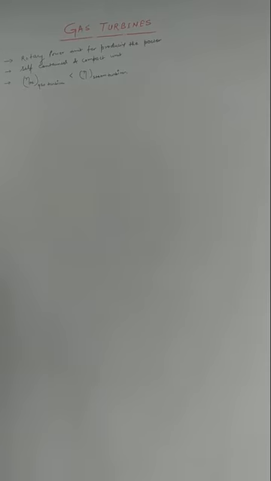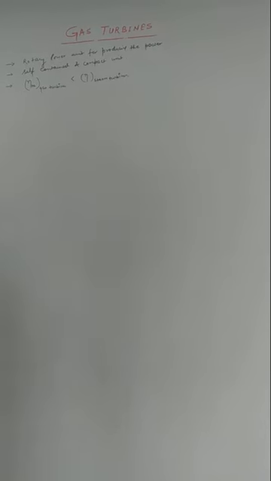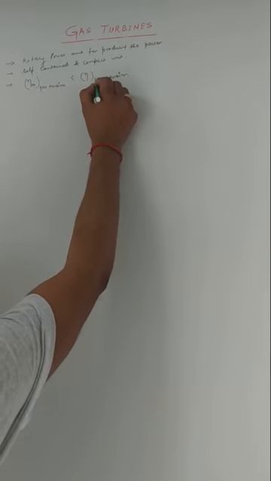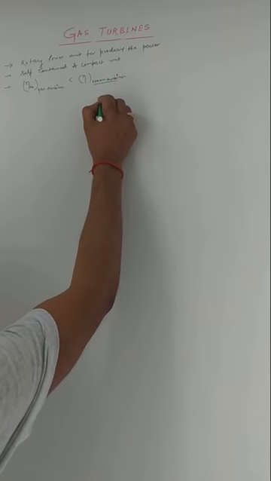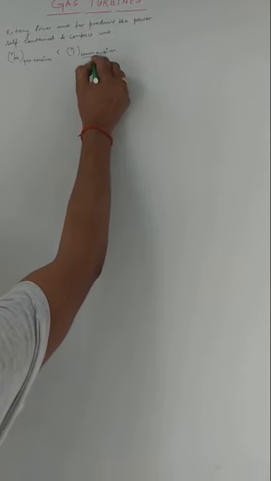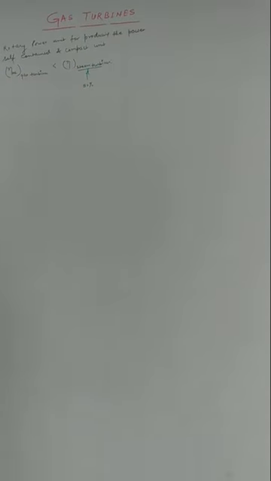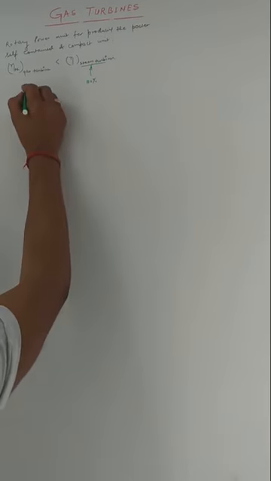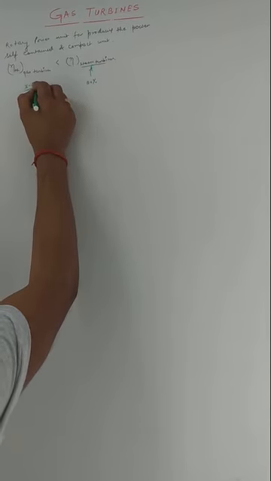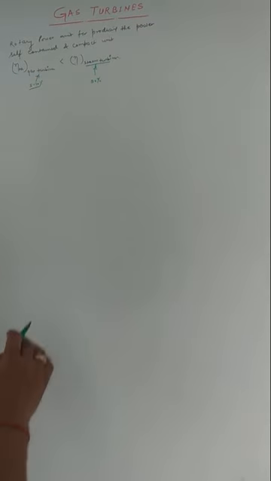Okay. So in India, 80% of the power is generated from the steam turbines. The rest of the power is generated through the hydropower plants, gas turbines and other means. Okay. Around 5 to 10% of power is generated from the gas turbines.